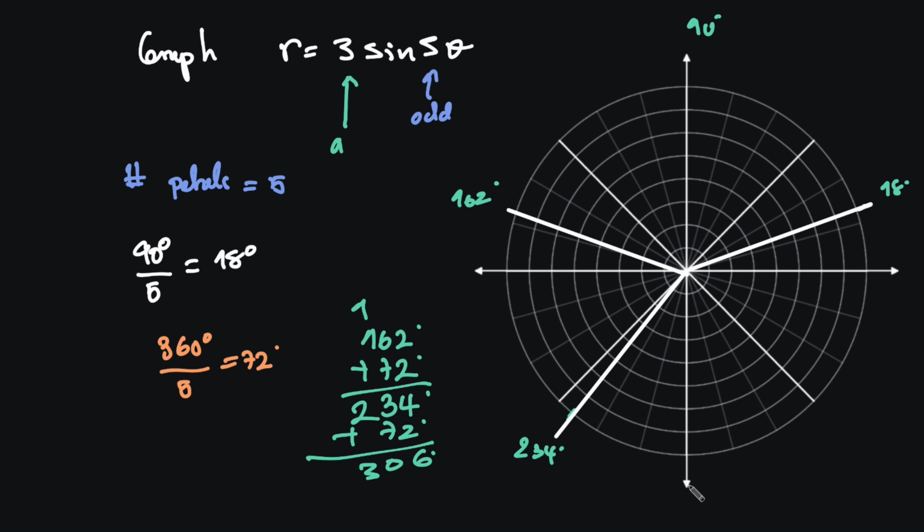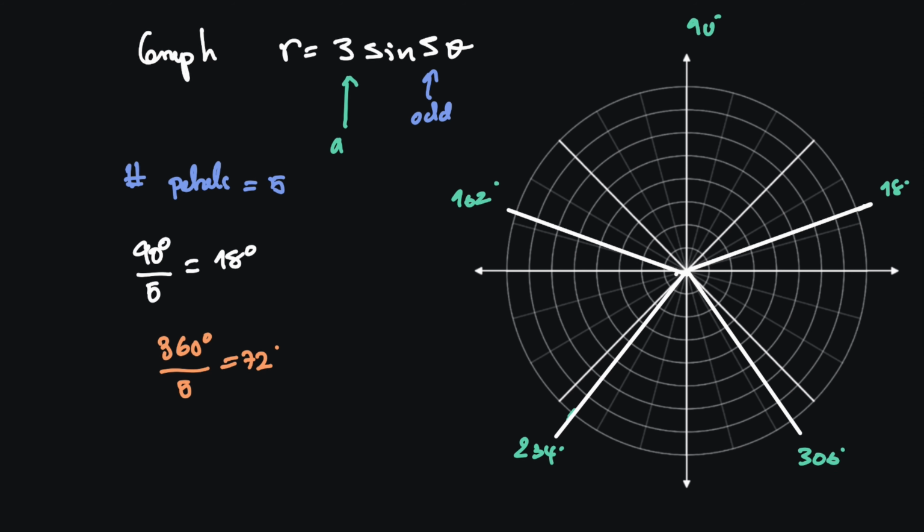We know that this is 270. If we add 30 more, this is 300. This is 300, right? But we're going for 306, so it's going to be a little bit more, maybe like that. All right, so this is going to be 306 degrees, right? So now we just need to graph our petals, right?